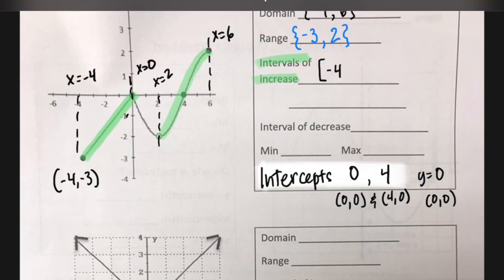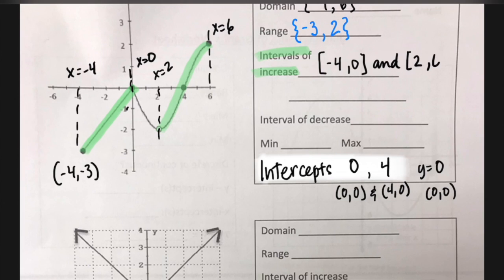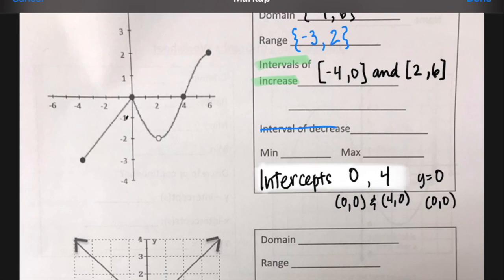So I actually have two intervals where this is increasing: from x is -4 to 0, and from 2 to x equals 6. Now when I look for intervals of decrease, that means when is my function going down if I'm going from left to right? I'd identify just one interval. In this one section, starting where x is 0, all the way to where x is 2, that is where my function is decreasing. So I only have one interval of decrease for this particular function.